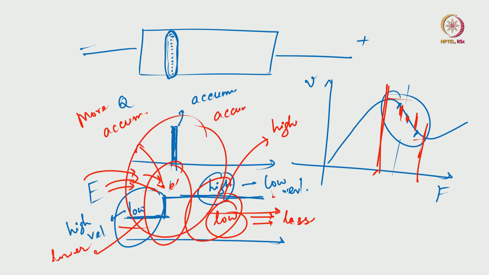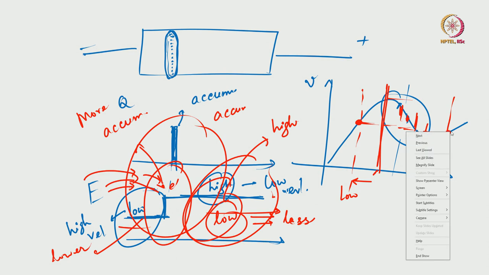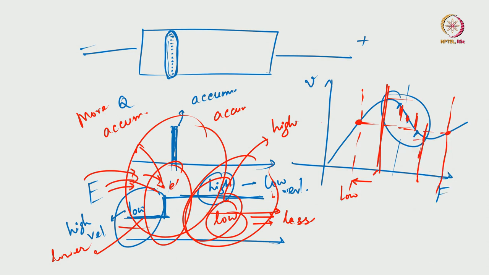Because this is a positive feedback, there is more accumulation, so the field will drop even further. The low field will come somewhere here, and the high field on the right side will come somewhere here, and ultimately they will reach a steady state where the field here gives the same velocity as this.